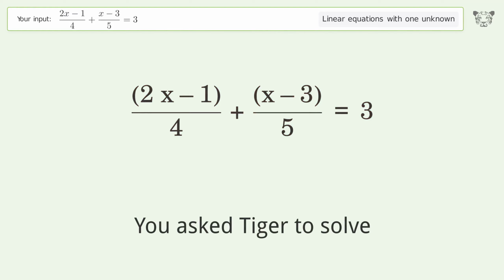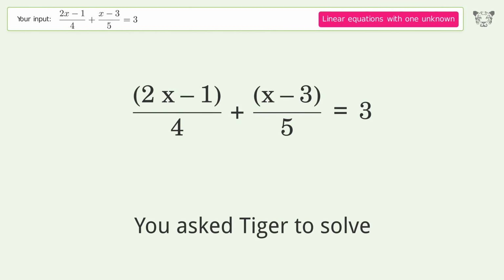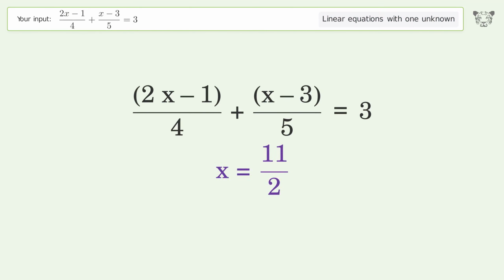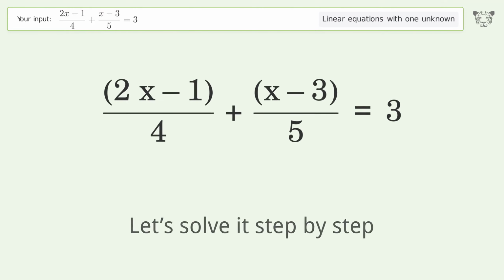You ask Tiger to solve this. This deals with linear equations with one unknown. The final result is x equals 11/2. Let's solve it step by step.